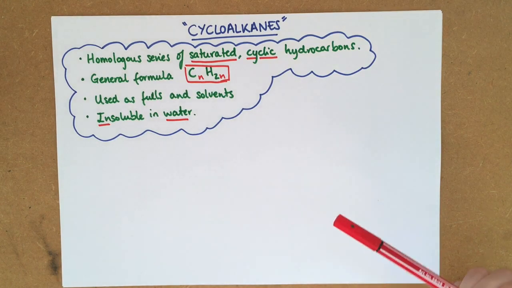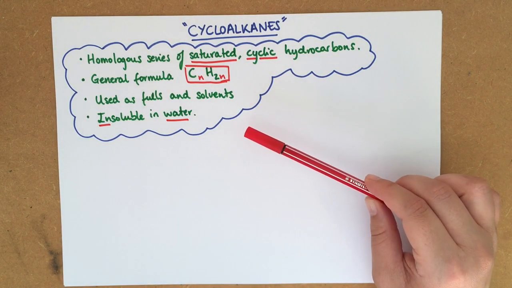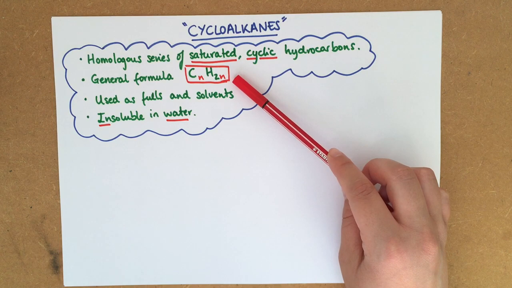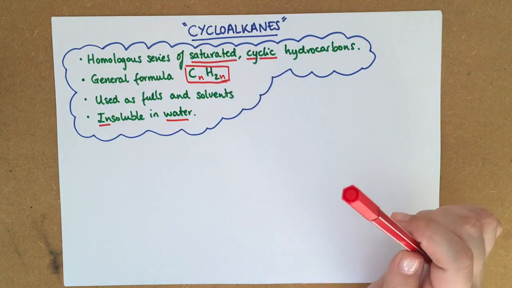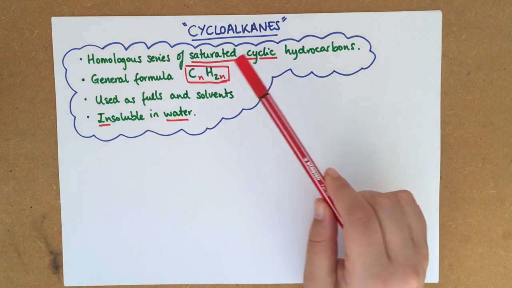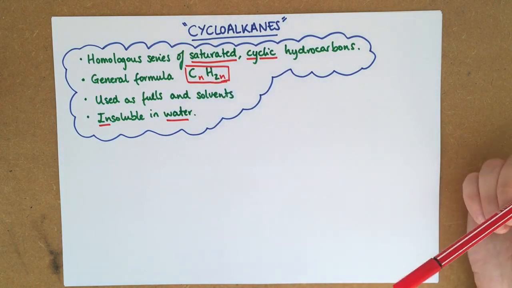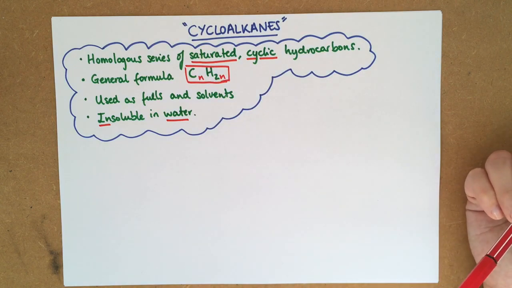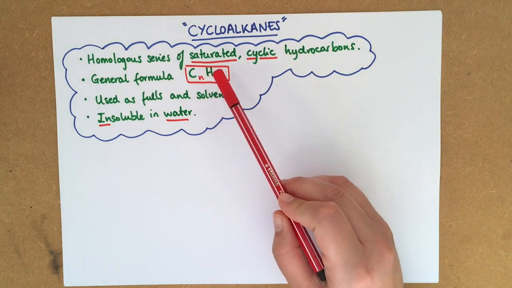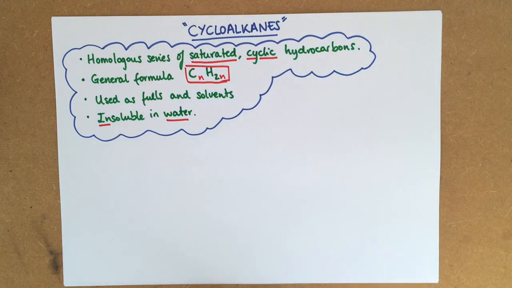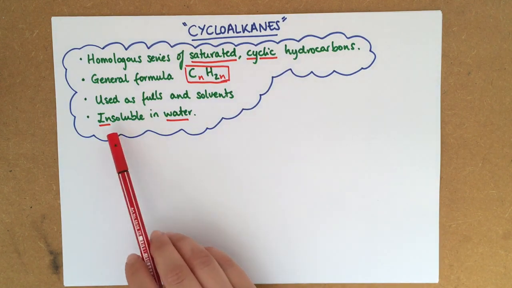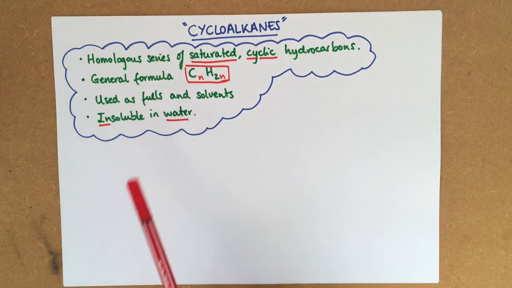Only single bonds. The general formula of the cycloalkanes is CnH2n, which means that we're always going to have twice the number of hydrogens as we have of carbons. So we'll have 3 carbons, 6 hydrogens, so C3H6, C4H8, and so on. The cycloalkanes are used as fuels and solvents, and they are insoluble in water.